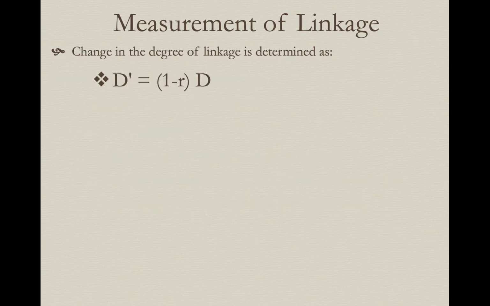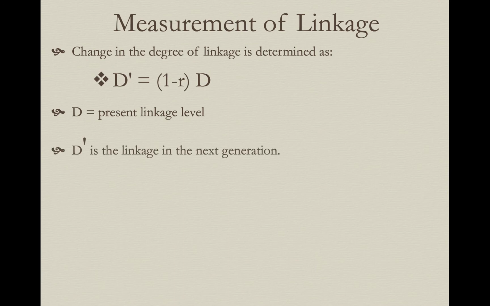So the formula we're going to be tracking, the rate of change from linkage disequilibrium to linkage equilibrium, is defined by this equation. D prime equals the quantity 1 minus R times D. D equals the present linkage level seen in the population at time X. D prime is the linkage in the next generation. And once we get a D of 0, we have reached what we call complete linkage equilibrium.